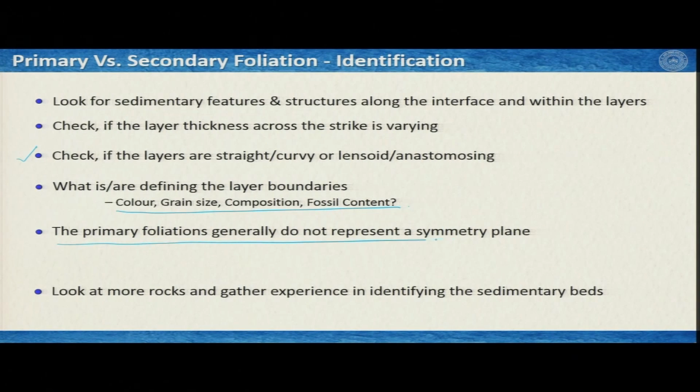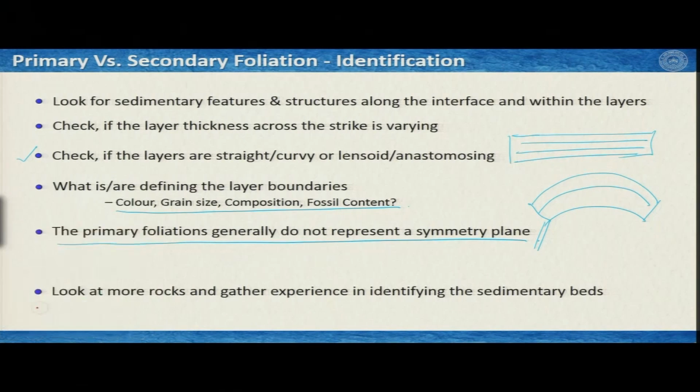Now, primary foliations also do not represent a symmetry plane. We will talk about this later, but very briefly, if I have primary foliations, they just develop like this, but if this layer got folded, then the secondary foliation, I just interchange the color, develops like this. So, this is your secondary foliation, we have learnt it. If I consider this plane, it represents a symmetry plane of this deformed structure. So, secondary foliations always represent a symmetry plane, and primary foliations do not do that.